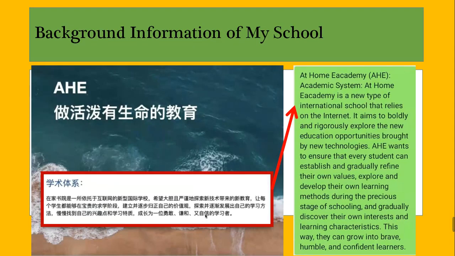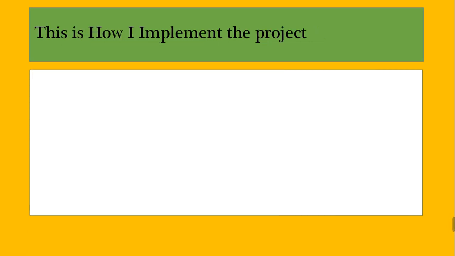Here is the background information of my school. iHome E-Academy is a new type of international school that relies on the internet. It aims to boldly and rigorously explore the new education opportunities brought by new technologies. And this is how I implement the project.